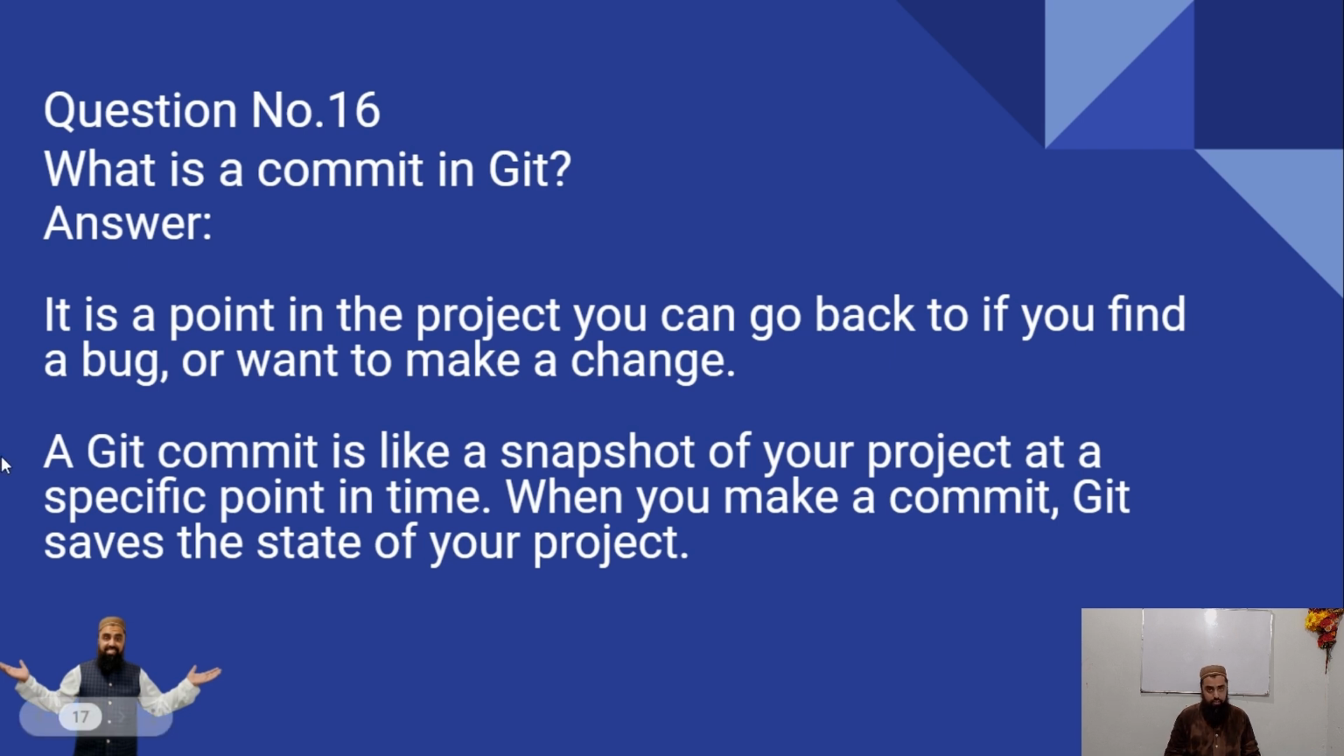And another definition is a git commit is like a snapshot of your project. Okay, this is simpler to understand, that it is the snapshot. Each commit is the snapshot of our project at a specific point in time, and when we make a commit, Git saves the state of your project. That is why it is a snapshot of our project. Okay, and it saves the state of our project, so that is why it is known as a commit.